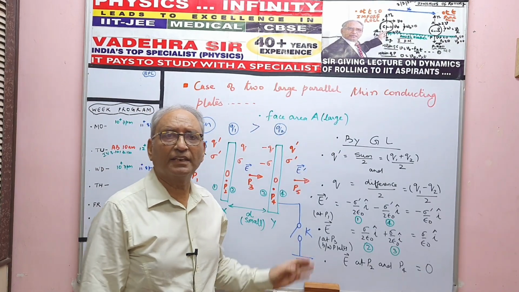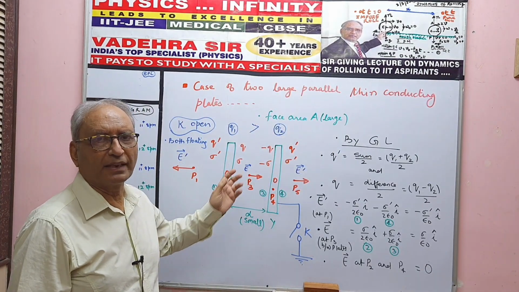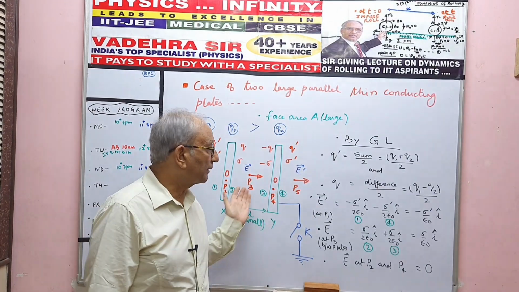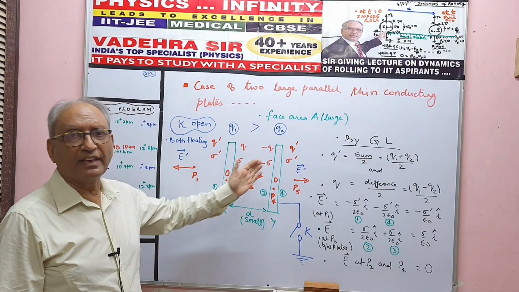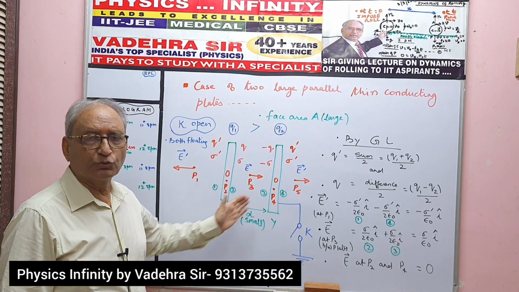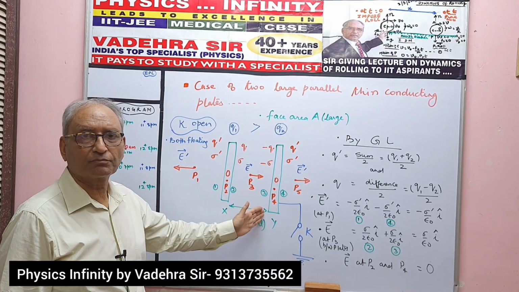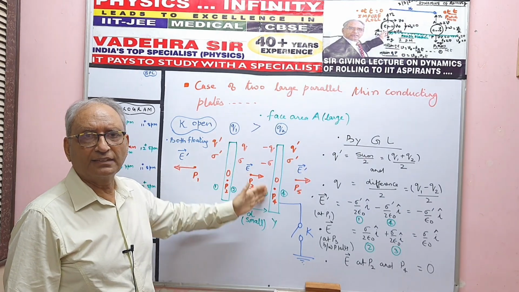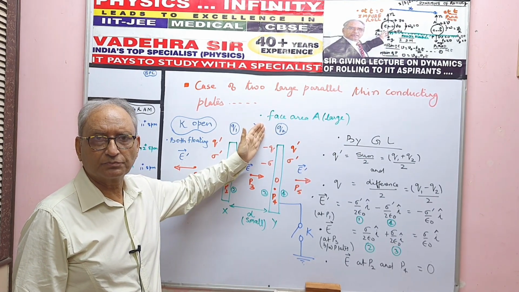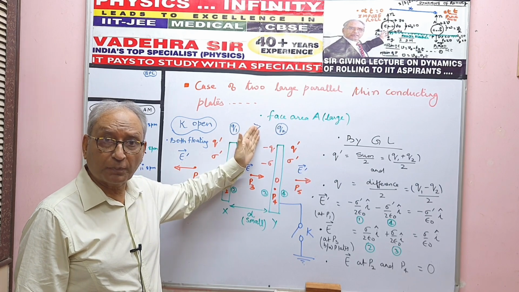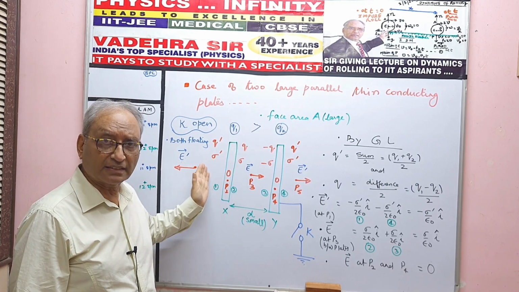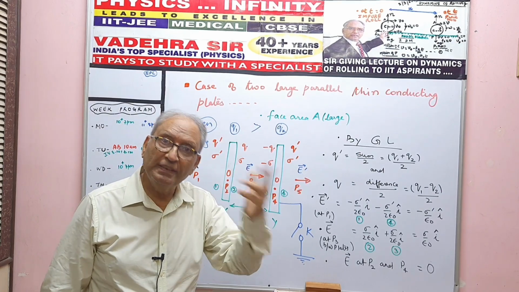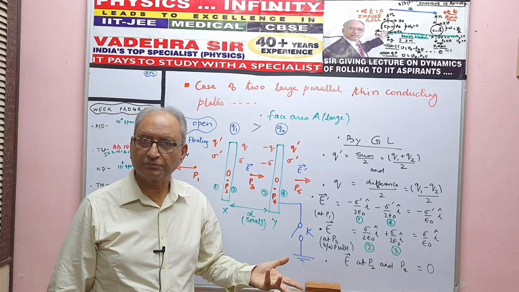Let us now take the case of two parallel metal plates. The plates are thin, once again they are large, and the separation between them is small. The face area is A. The two plates are X and Y. Plate X is given free charge Q1 and this one is given free charge Q2. Now the charges will spread on the faces of the plates in such a manner that they have to be in electrostatic equilibrium.